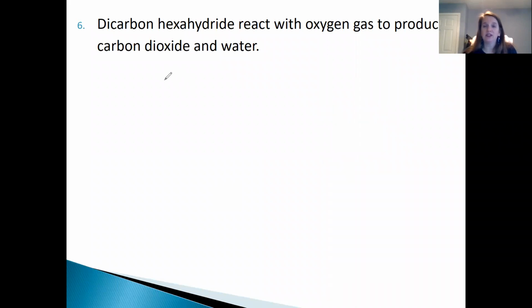hexahydride. So we have to write our skeletal reaction first. So dicarbon means it's C2H6 plus oxygen gas. Remember, oxygen is diatomic, so we have to put that subscript of 2 to produce carbon dioxide and water, H2O. All right, so I will say the combustion reactions are the hardest ones to balance.